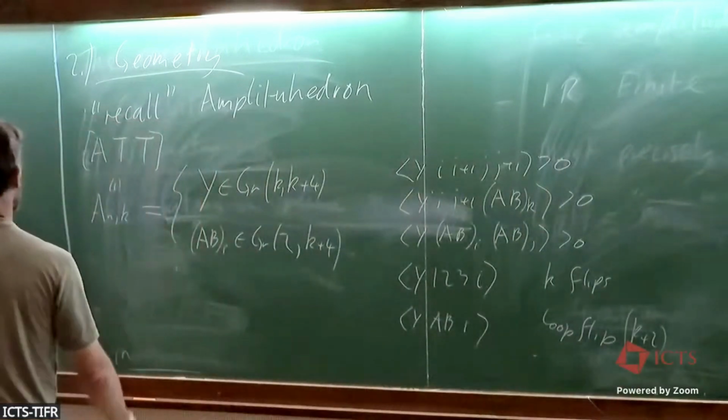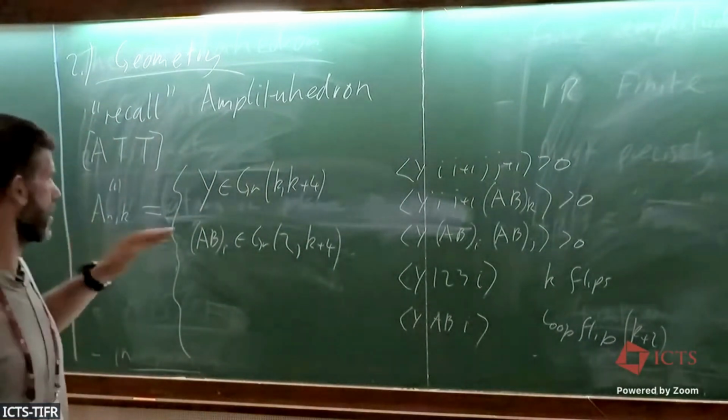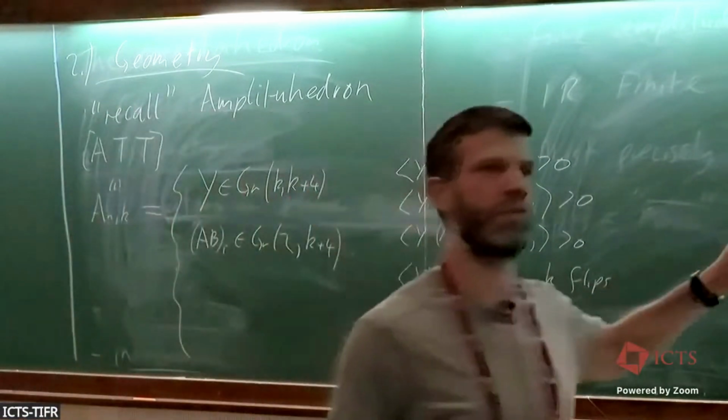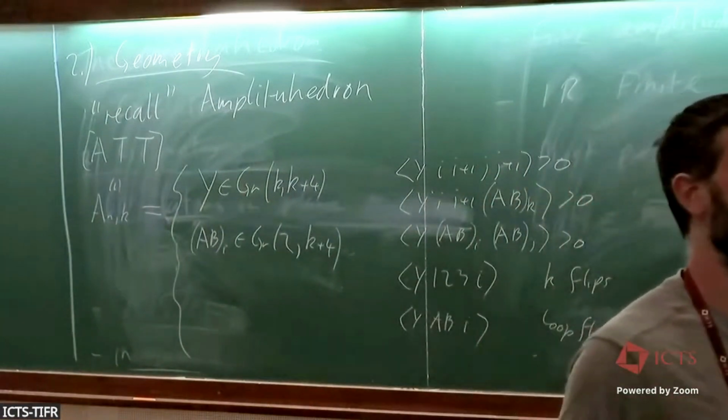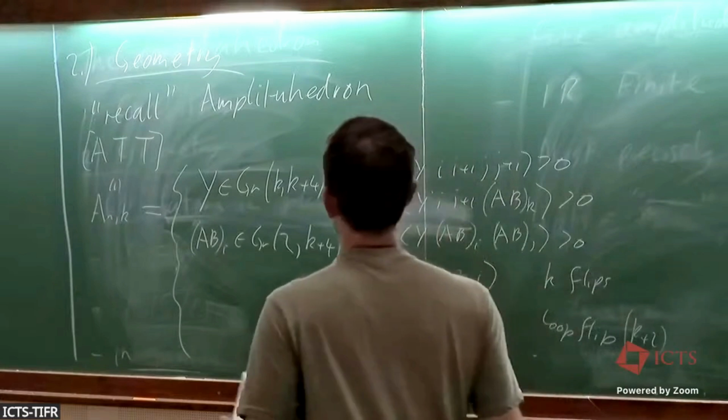Okay, so that is the Amplituhedron. And I think it's still a conjecture that that's equivalent to the original definition that we've heard of, so the C.Z version where you have a positive C.